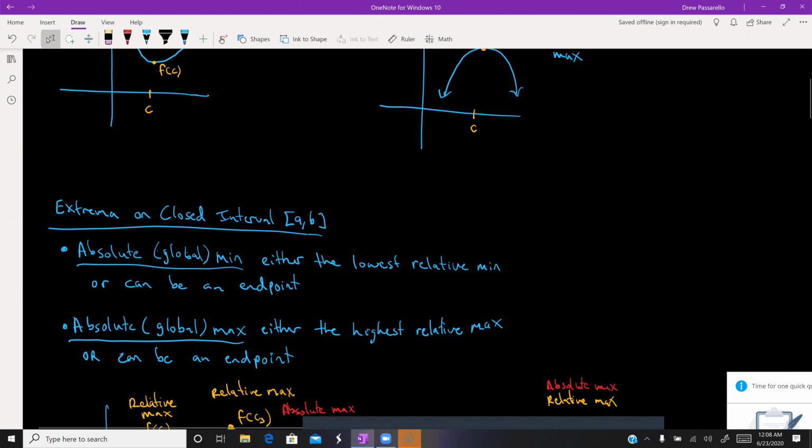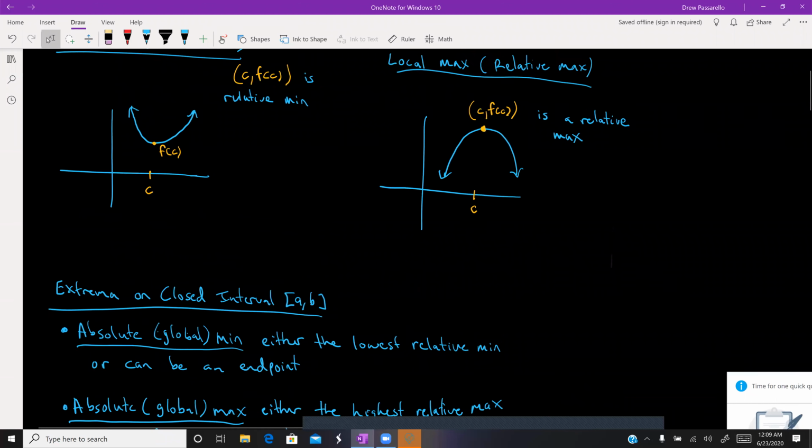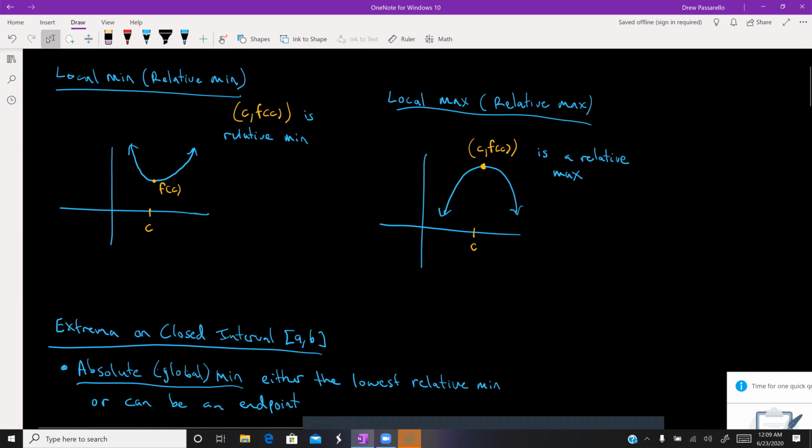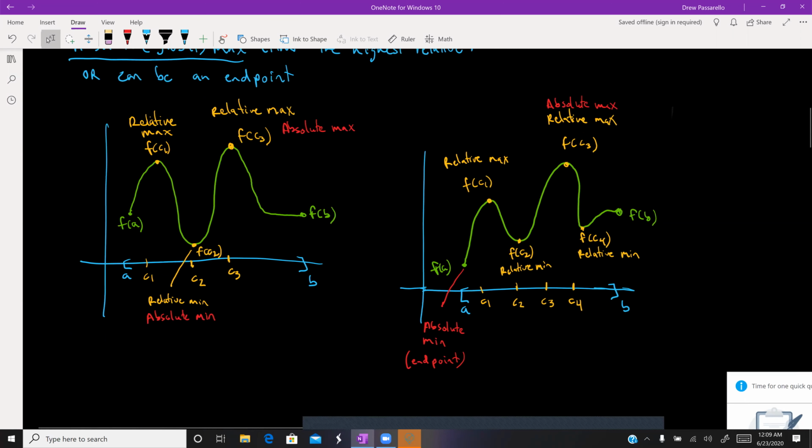And the absolute min or global min is either going to be the lowest relative min on the graph or the window that you're displayed on, or it can be an endpoint. Similarly, the absolute max is either going to be the highest relative max or it can be an endpoint. Again, we're looking at a wider range of values, whereas these are just a local or very narrow window. So I drew two pictures.